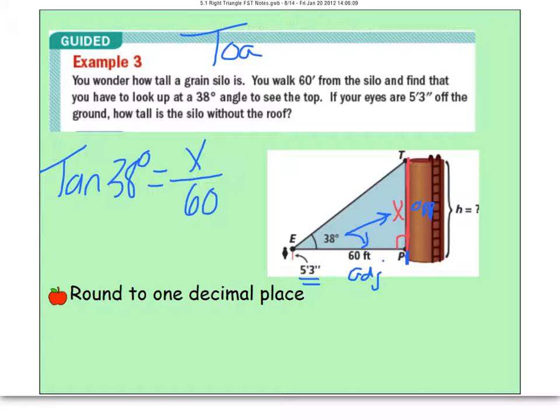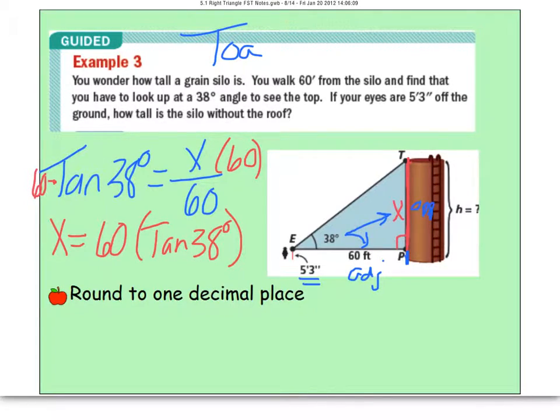On your calculator, you're going to solve for this, and you're going to multiply both sides by 60. So what you're going to type is x equals 60 times the tangent of 38 degrees. Be in degree mode on your calculator. When you do this, you're going to get 46.9 feet. So that is the height of this part of the silo.